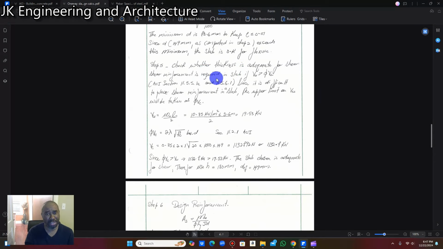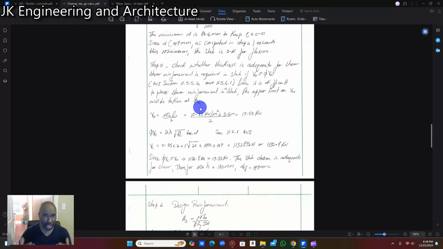Shear reinforcement is required in a slab if VU is greater than 5 VC. Since it is difficult to place shear reinforcement in a slab, the upper limit of VU will be taken as 5 VC. When it comes to a reinforced concrete deck or slab, we usually do not use shear reinforcement, but it doesn't mean that we should not check the slab for shear.